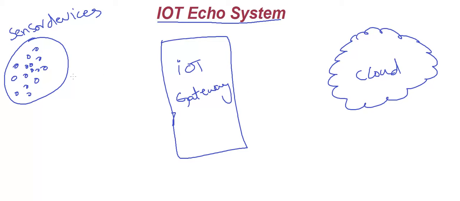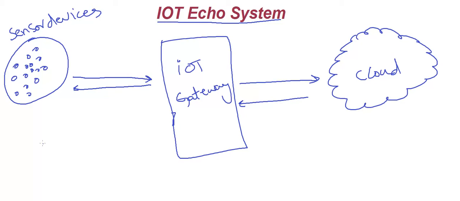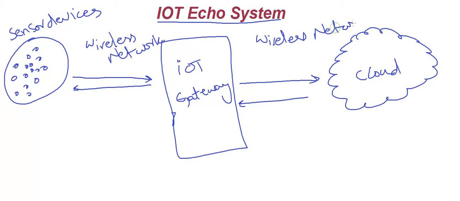There's a communication going on between these two, and there's also communication going on between these two. So how do these devices communicate? Through wireless networks. And these two also communicate through wireless networks. These wireless networks use certain protocols.